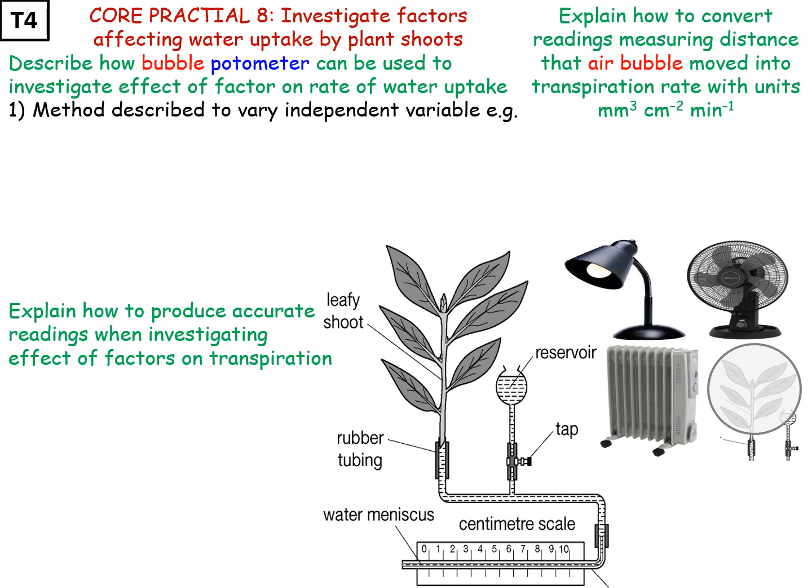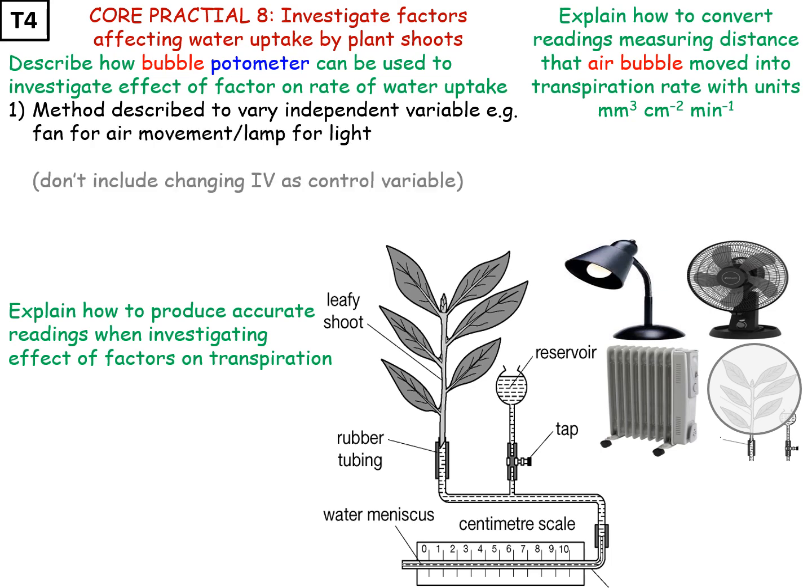You'd have a method that describes how you'll change an independent variable for at least 5 different values. And then you also want to state the control variables. So whichever one you're changing, all the others are the control variables. So if you are changing the light intensity, you'd keep the temperature and the humidity the same, and also the air movement.